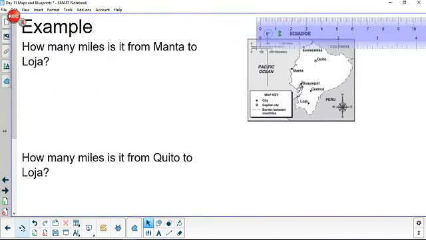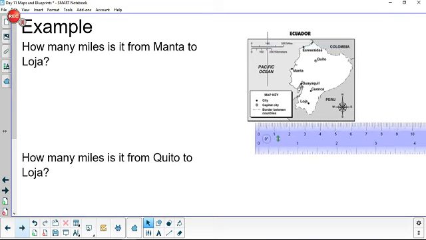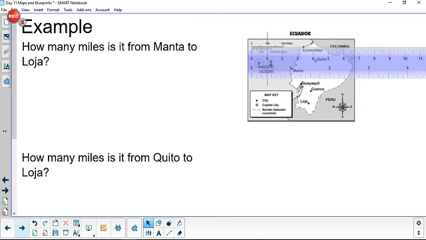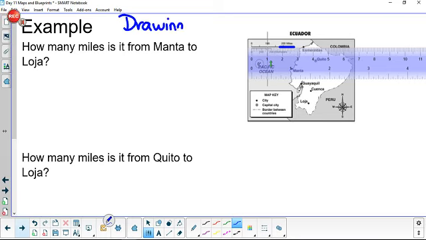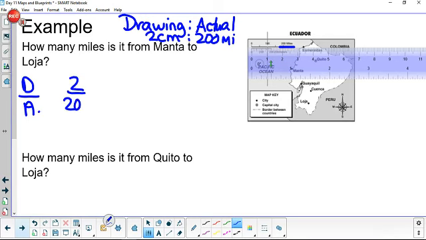The second place that we can see a scale diagram is on a map. Now a map will have a legend. This one has two different legends. One of them is in miles, one of them is in kilometers. So what you need to do is you need to determine what that scale is. So we put our ruler up here, and we can see that 2 centimeters is 200 miles. So again, remember, drawing to actual. So on the drawing, 2 centimeters is 200 miles.